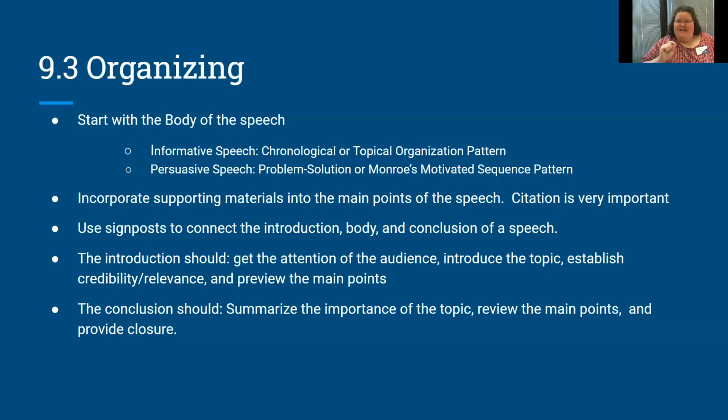Chapter 9 has great examples of what could be good attention getters, and I would encourage you to go back and review that. And then finally, the conclusion should summarize the topic, review the main points, and end on a strong note. You do not want to end the speech by saying, okay, I'm done now. You want to end in a way that is meaningful and provides closure for your audience. So review 9.3 if you need some help with the conclusion.